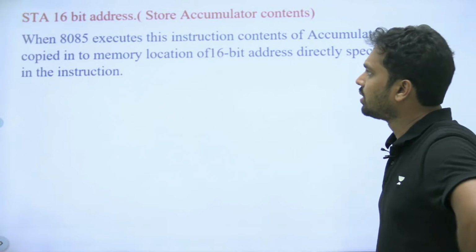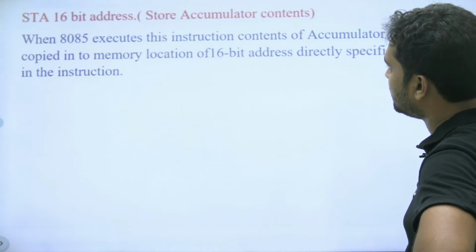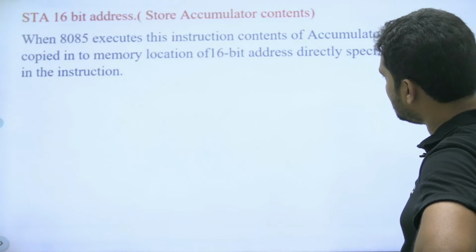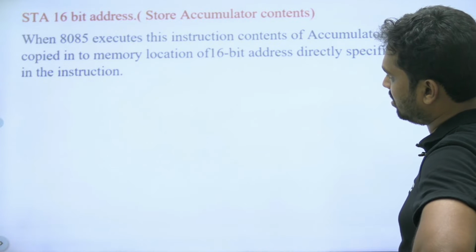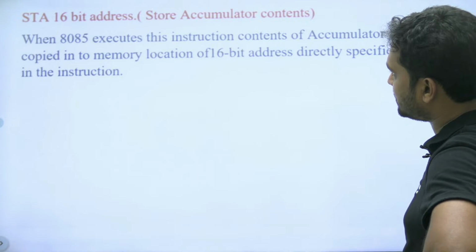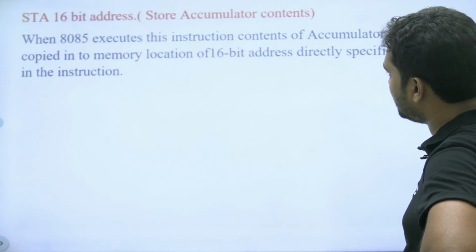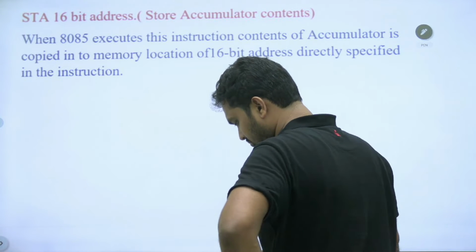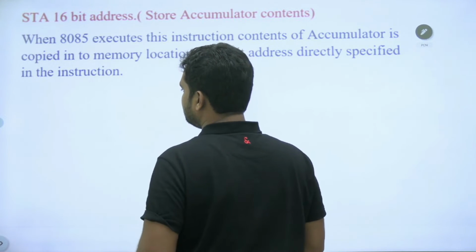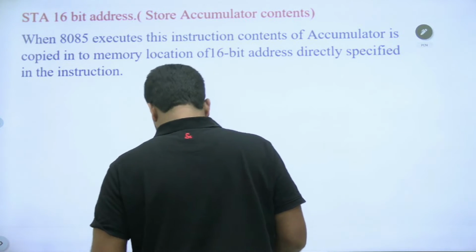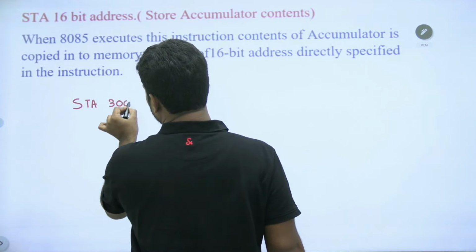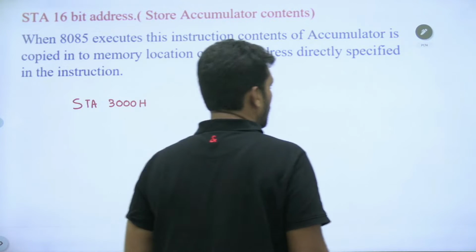See here, store accumulator with the 16-bit address. Whenever the 8085 executes this instruction, the content of the accumulator is copied into the memory location of the 16-bit address directly specified in the instruction. Just reverse. Let me show you. STA 3000.